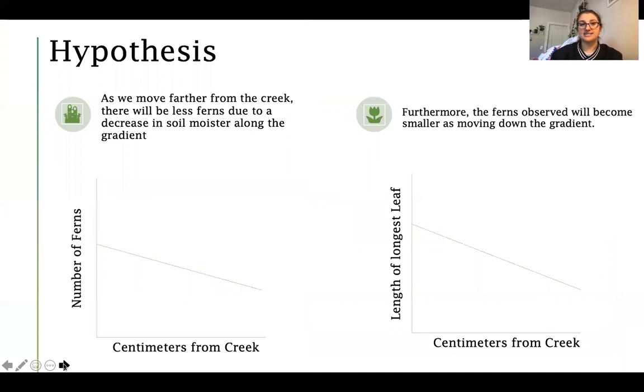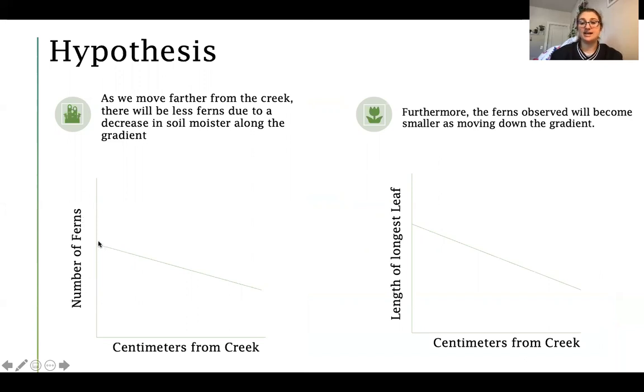So my hypothesis was that as we move farther from the creek, there will be fewer ferns due to a decrease in soil moisture along the gradient, this being the soil moisture gradient. So here is my hypothesis of what the graph would look like.